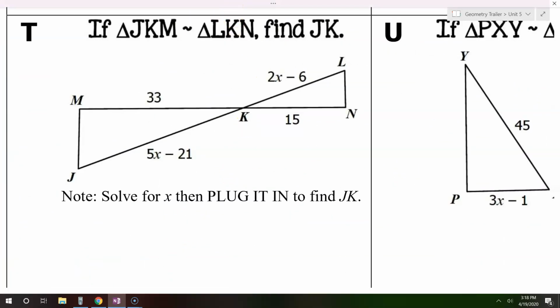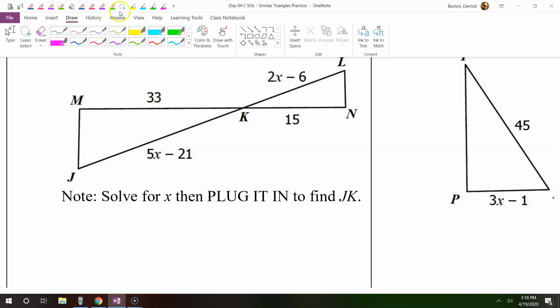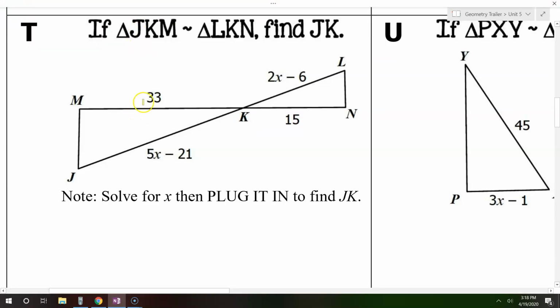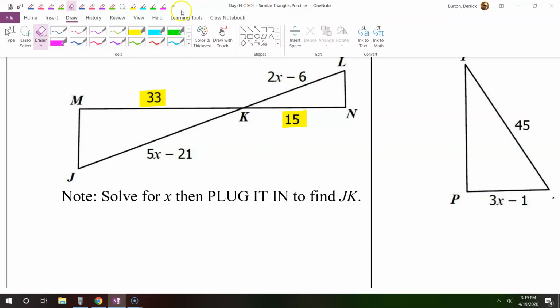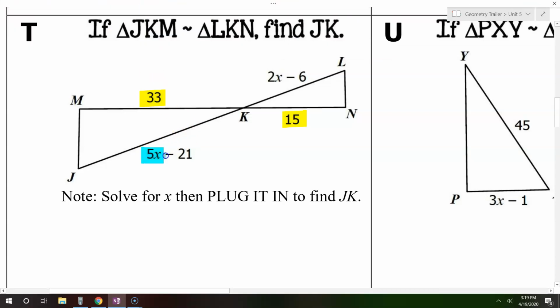All right, here's a nice normal problem. Let's match up our corresponding sides. 33 is MK. Here's MK. That's going to correspond with NK. Here's NK. So those are corresponding sides. All right. This is JK. Here's JK. That's going to correspond with LK. Here's LK. So those are the corresponding sides.